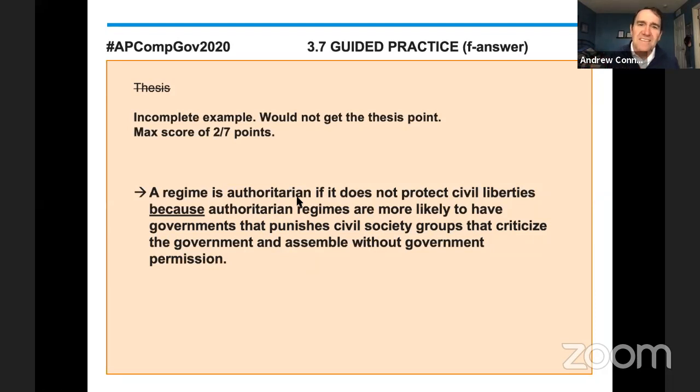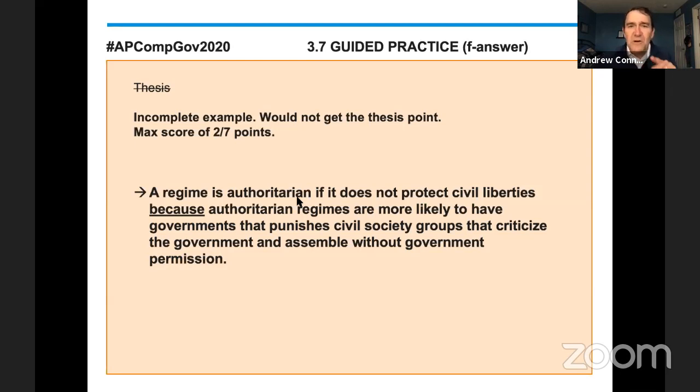Now, before I start, I'm going to show you what not to do. Don't do this. Don't do this at all. I've mentioned before, this is a 7-point question, the argument essay. You get 1 point for the thesis, and you get 3 points for each of the evidence paragraphs if you provide reasoning and if you connect that evidence to the claim and to that course concept, in this case, civil society.